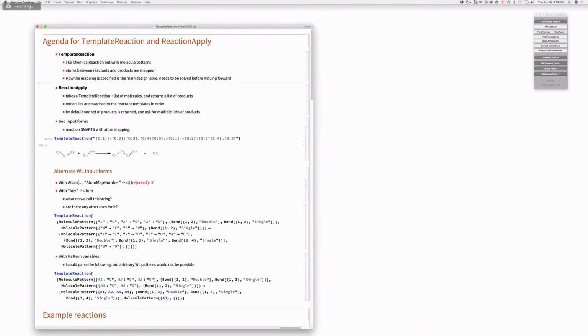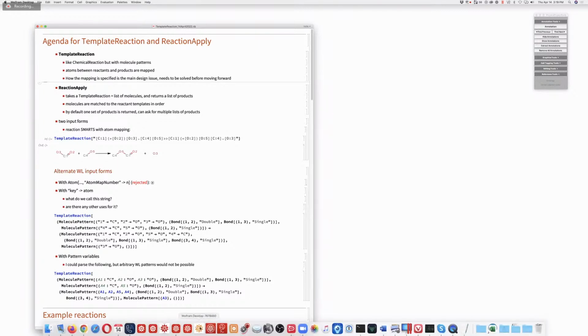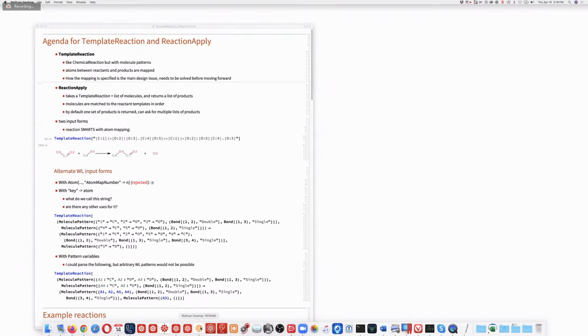Well, we got stuck on how you label the atoms on the left and the right side of the reaction. And so we've come back with a couple of alternative methods for labeling them. So you have the reaction SMARTS that you see there. You might need to open this up in the prototype build if you want to run these things. I should have brought that up beforehand. But in SMARTS, the atoms are given numbers.